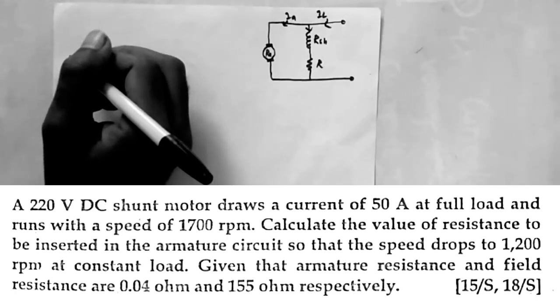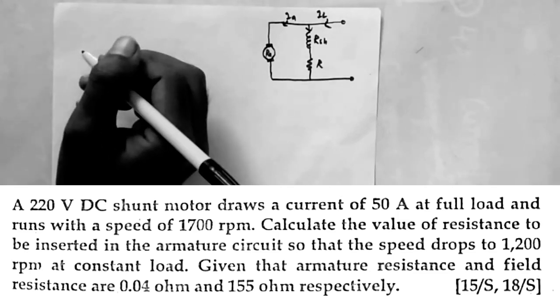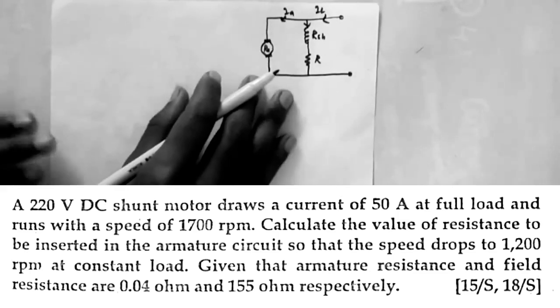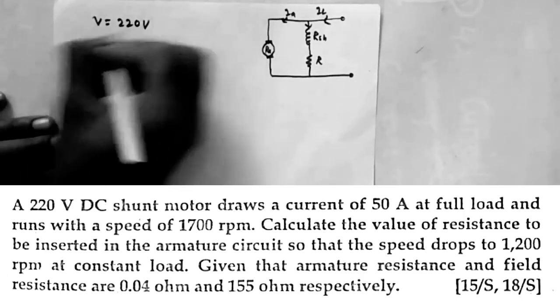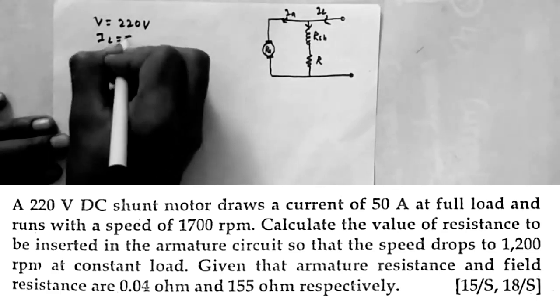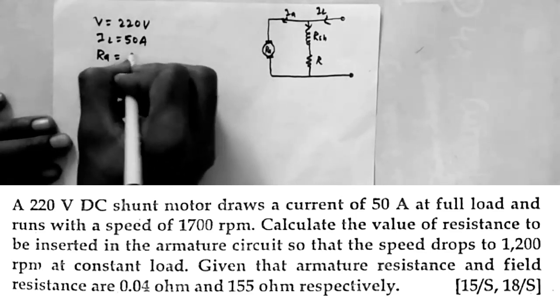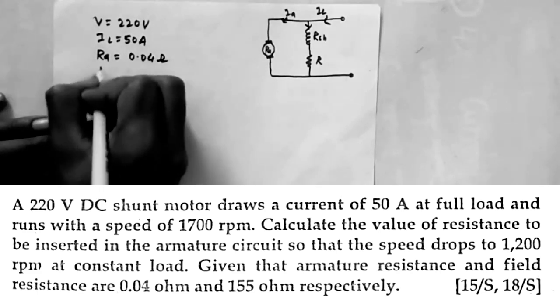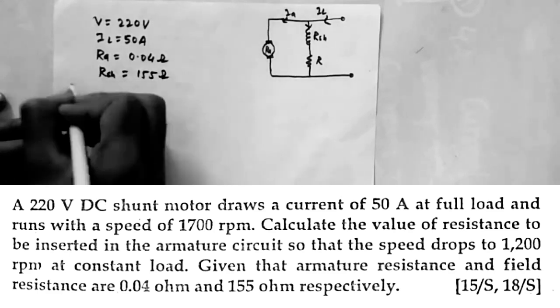Calculate the value of resistance to be inserted in the armature circuit so that the speed drops to 1200 rpm at constant load, given that armature resistance and the field resistance are 0.04 ohm and 155 ohm respectively. So here we have drawn the circuit, and we have given V equals 220 volt, IL equals 50 ampere, Ra equals 0.04 ohm, and RSH we have 155 ohm given.